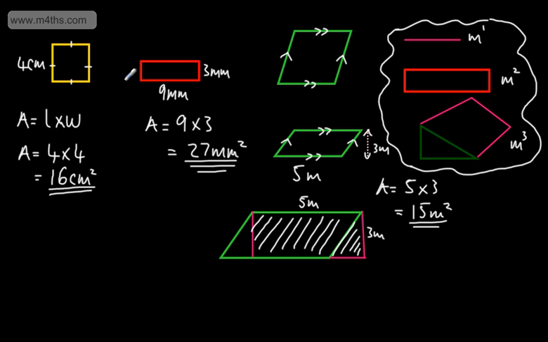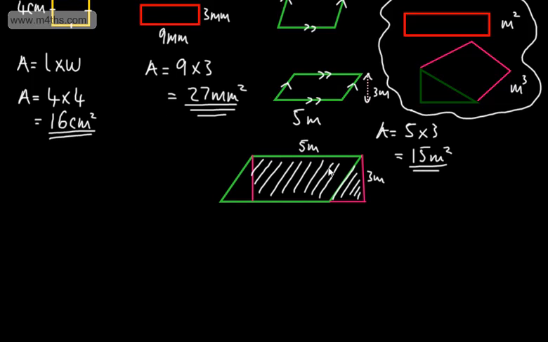So areas of rectangles, squares and parallelograms are simply the base times the perpendicular height. Okay, let's go ahead and look now at a triangle. If I take a triangle, what I'm going to do is start with a rectangle. So if I think about this now, and I'll put some dimensions on this.